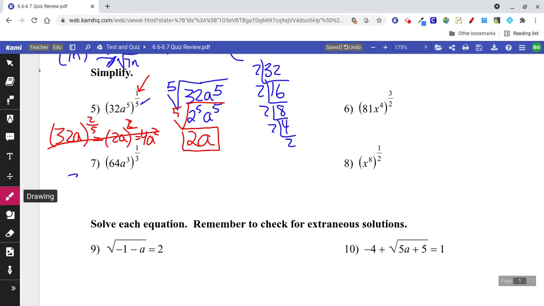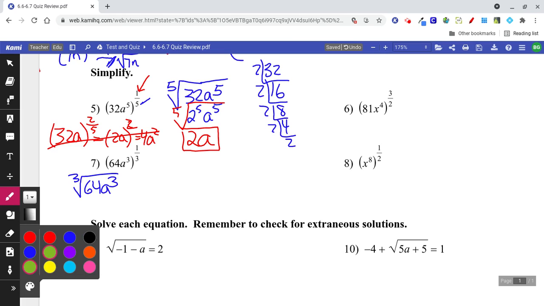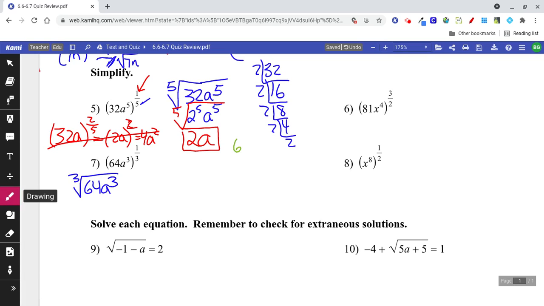You get the cube root of 64a cubed. Now again, if you know the cube root of 64, great, you can write it down. If you don't know the cube root of 64, then you can break it down. 64. Divide by 2, I get 32. Divide by 2, I get 16. Divide by 2, I get 8. Divide by 2, that's 4. Divide by 2, that's 2. So 1, 2, 3, 4, 5, 6. That's 2 to the 6th power. 64 equals 2 to the 6th power. So we've got the cube root of 2 to the 6th, a to the 3rd.